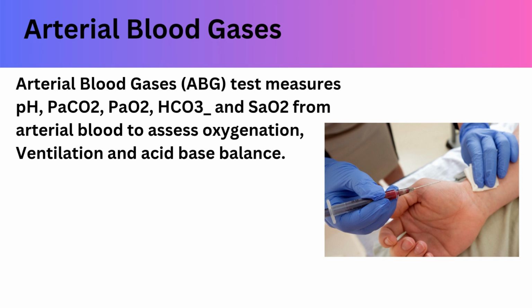Arterial blood gas tests measure pH, carbon dioxide, partial oxygen, bicarbonate, and saturation from arterial blood to assess oxygenation, ventilation, and acid-base balance. pH, the hydrogen ion concentration. Partial pressure of carbon dioxide, bicarbonate level, and oxygen pressure, saturation. Let's break them down one by one.